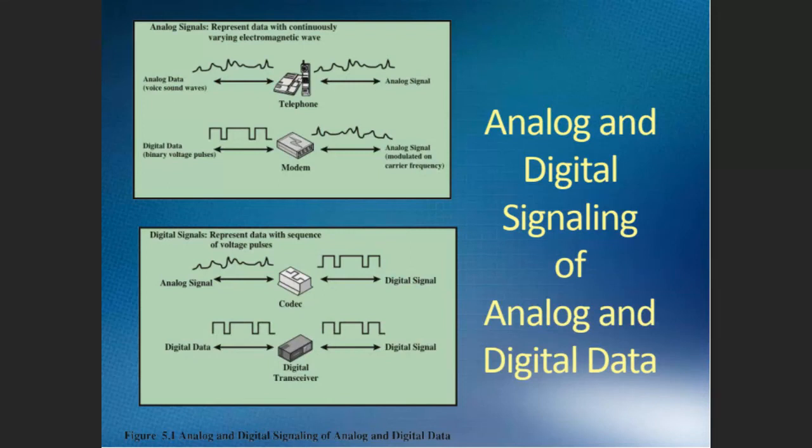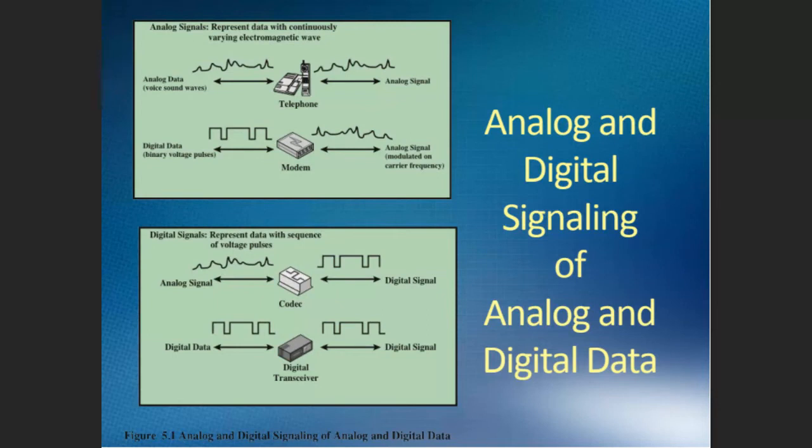Modulator, demodulator. Very good. So at the transmitter side, digital data will be converted into analog signal at the modulator side, at the transmitter. When it arrives at the receiver, that's another case.